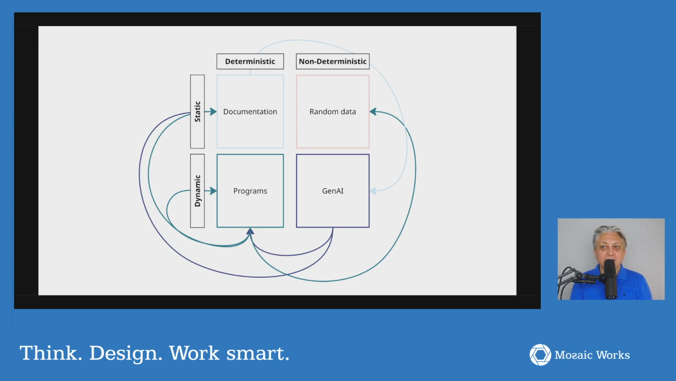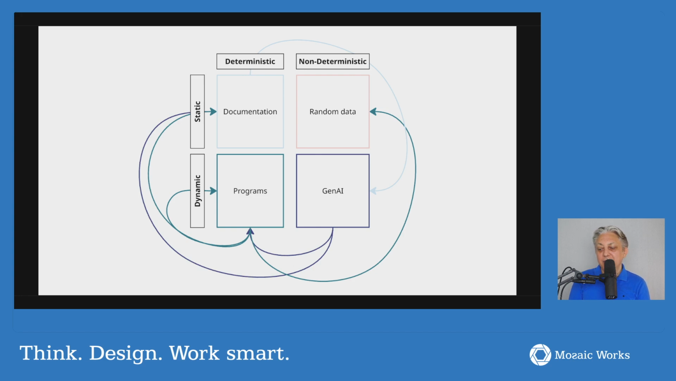Then we have static and non-deterministic. This is an interesting category, and I thought about it for a while, and I realized that this is where random data lives. When you generate the random data, the process is non-deterministic, but once generated, it is deterministic. In other words, the process of rolling the dice is non-deterministic, but once you rolled the dice, the output of the dice is static. So it's a 6.